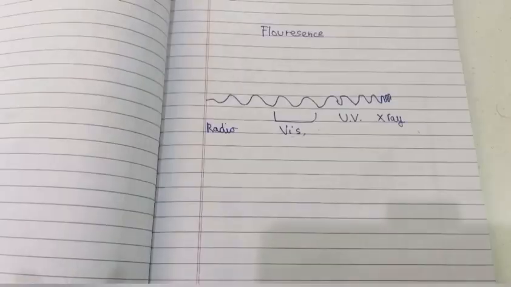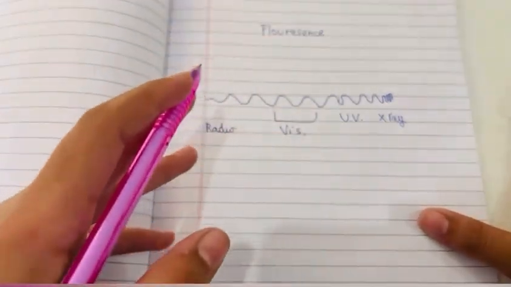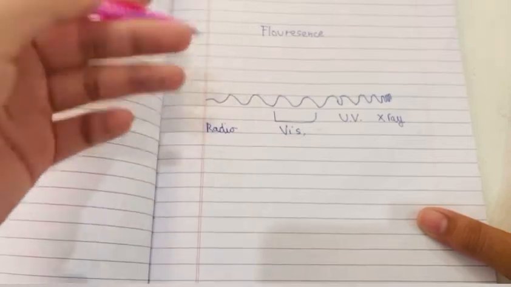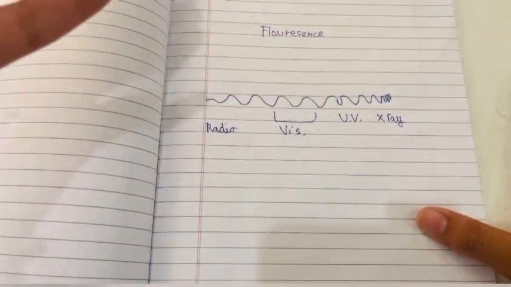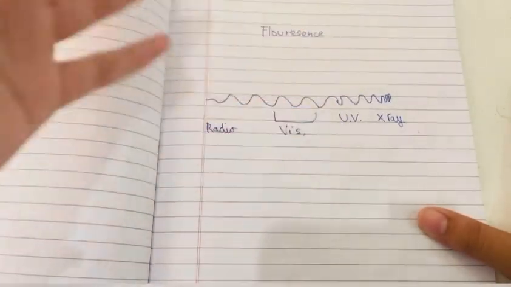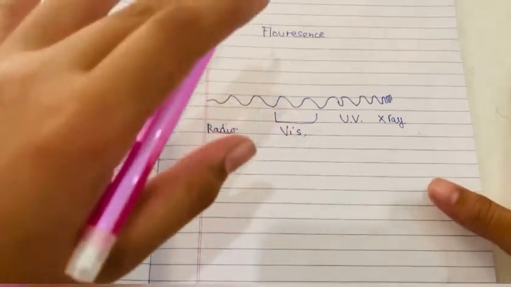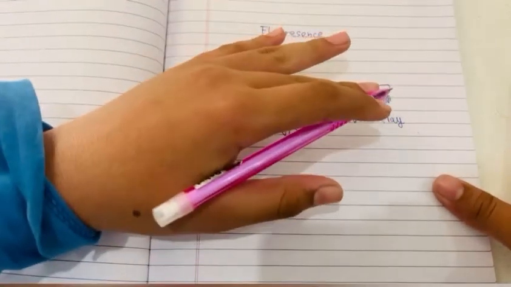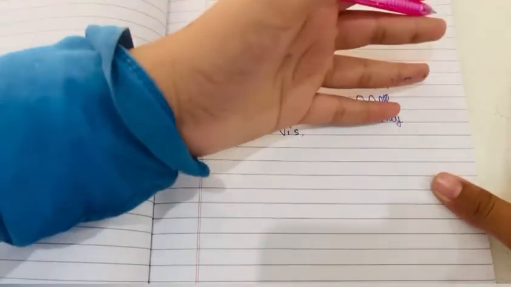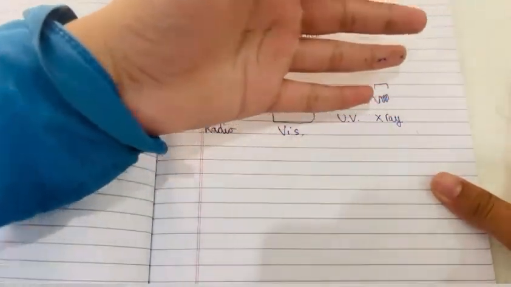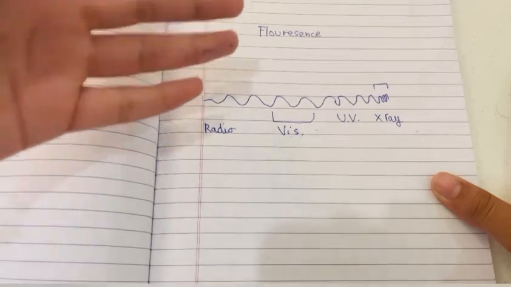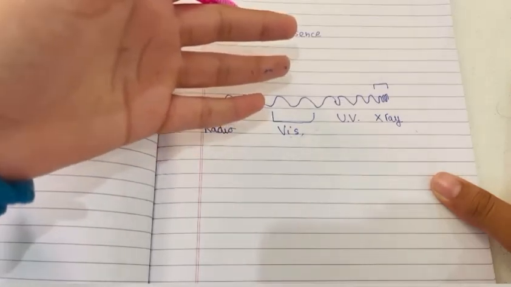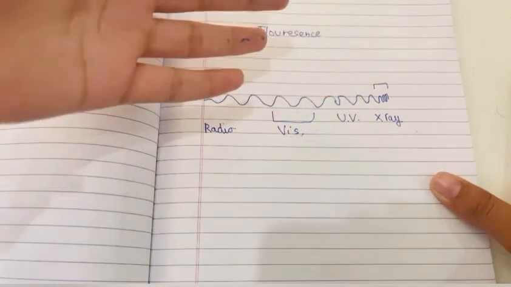First of all, to understand fluorescence, you need to understand the electromagnetic spectrum, which you may have studied in school in 11th or 12th class. This one right here is X-rays, and there are also gamma rays. They are of higher energy. And this part of the spectrum has the radio waves, microwaves, infrared, visible, and then the ultraviolet.